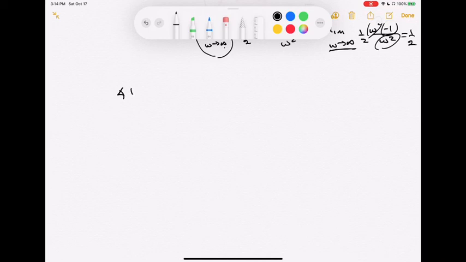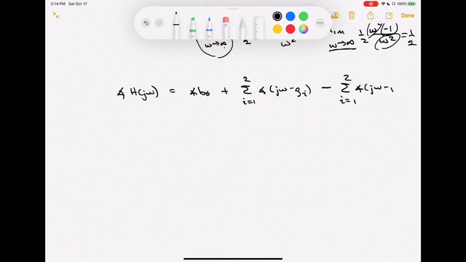So I'm going to look at the angle of h of j omega. And we said that this was the angle of b0, and then we are going to have a plus sum, because there's only 2 zeros. It's going to be a sum from 1 to 2 of the angle of j omega minus our zeros. And then we subtract off the angles, going i equaling 1 to 2, because there's only 2 poles in there, of the angle of j omega minus the p's, the poles in there.